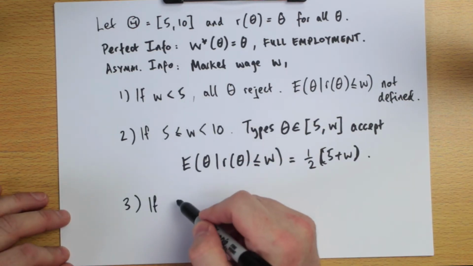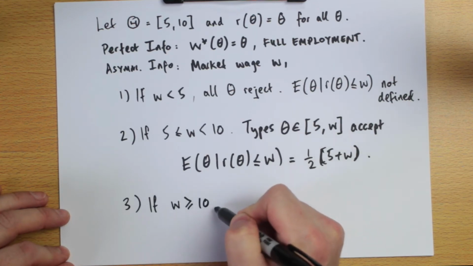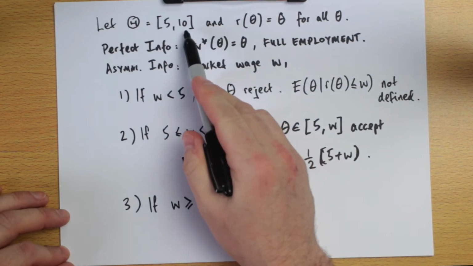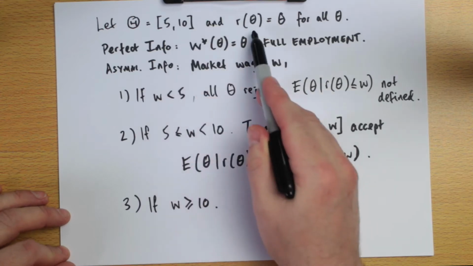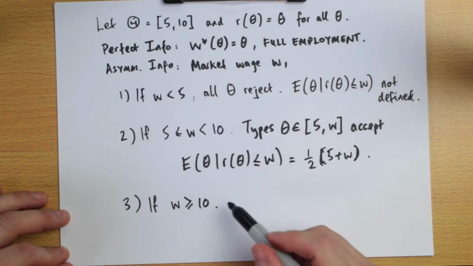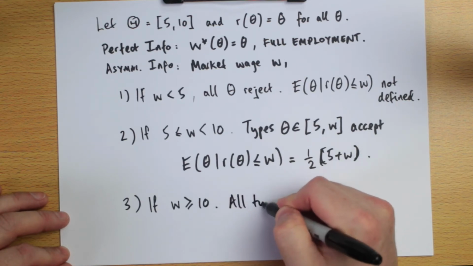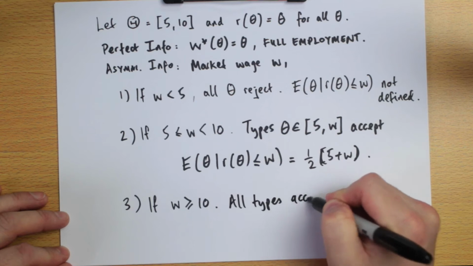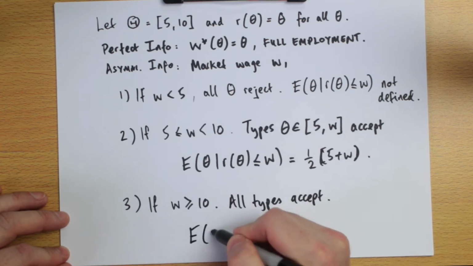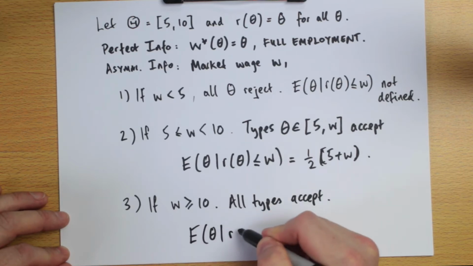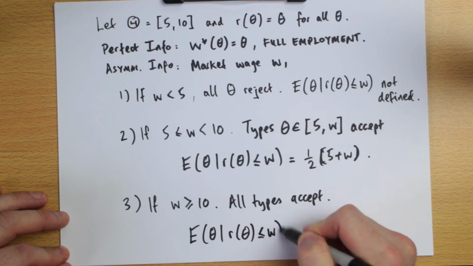So if it picks a very high wage, a wage that's greater than or equal to 10, what happens then? Even the most productive person, who has productivity equal to 10, has a reservation wage equal to 10, so he will accept employment. So all types accept, okay?